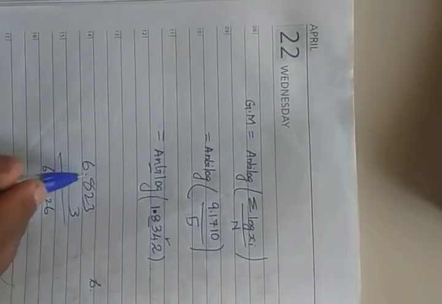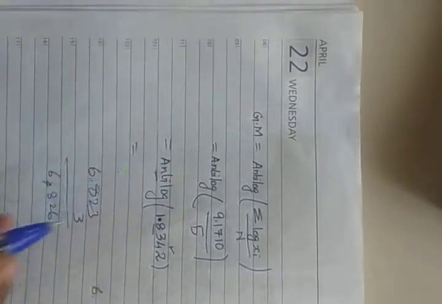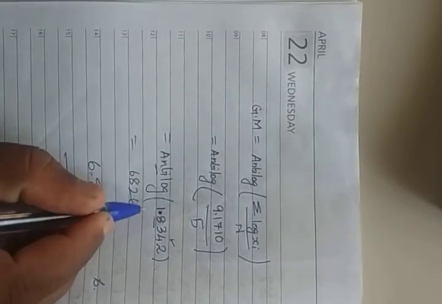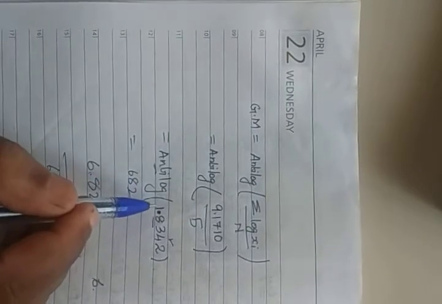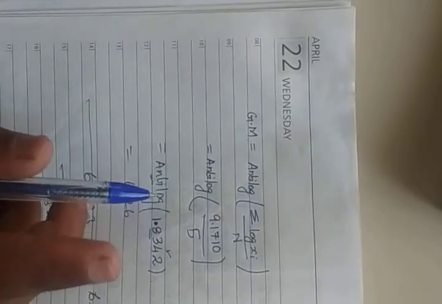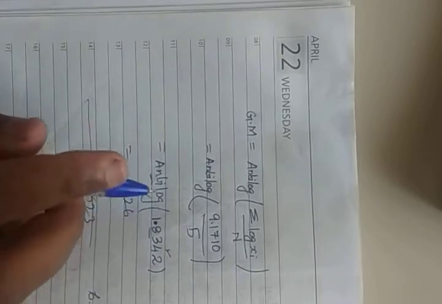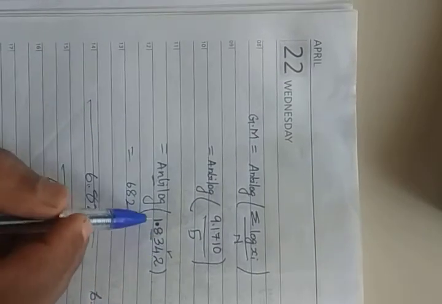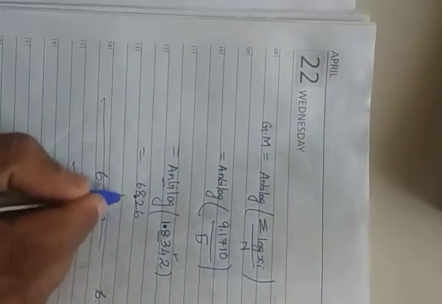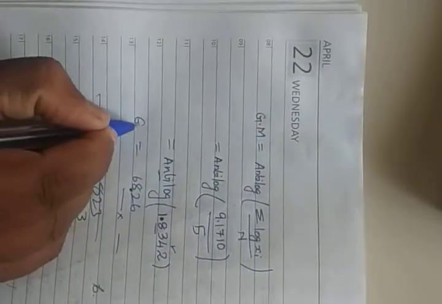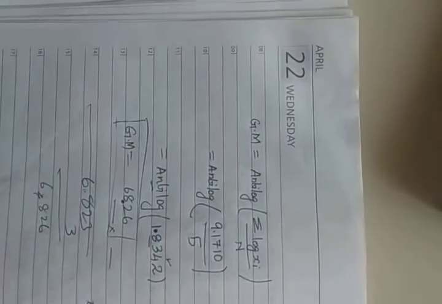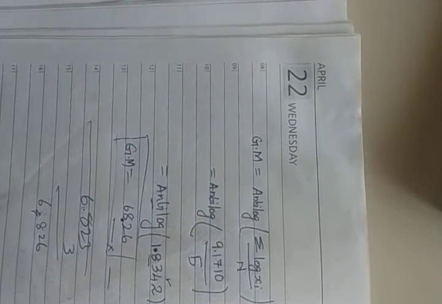Forget about the decimal points, these are all details. You just write the number: 6826. Here what's the characteristic? 1. That is 1 digit. In logarithm you subtracted, but here you added. 1 you added, not 2. So the value is 68.26. In this way we need to find that. That is the value of the GM, geometrical mean, for the given data. So keep that in mind. Is it clear? So that's the way of finding GM.